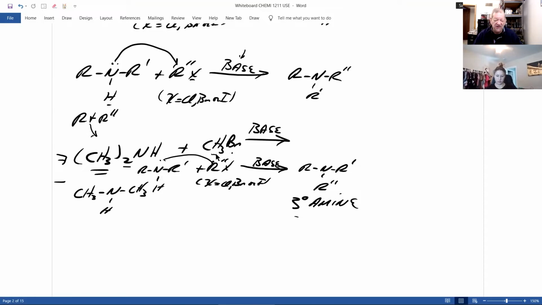And this 3 with a superscript 0, like a degree sign, is how we do tertiary. 2 with a superscript little 0 or degree is secondary, and primary is 1. But anyways, here, what's our double prime? Methyl. So I could write this like this.